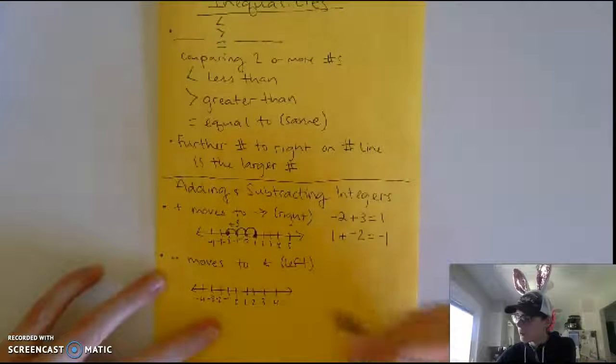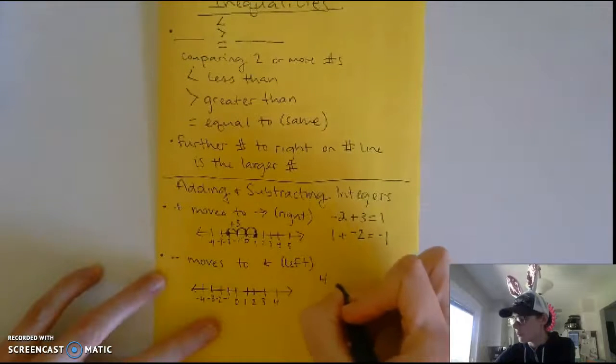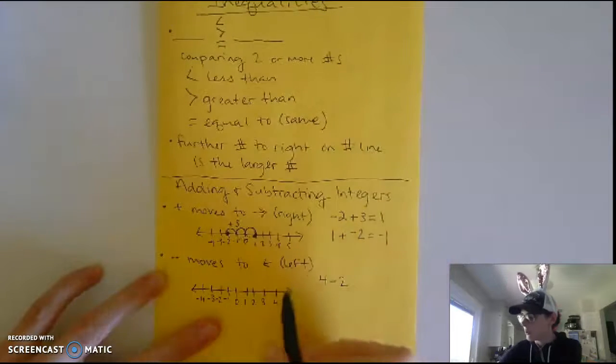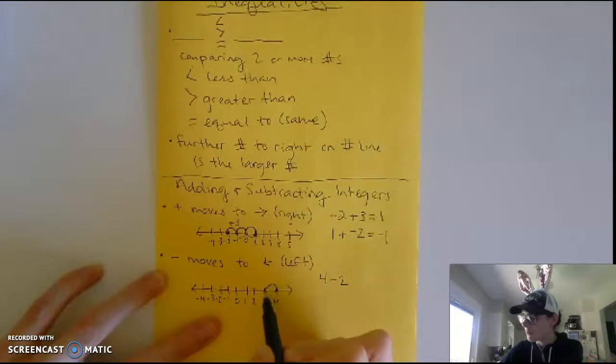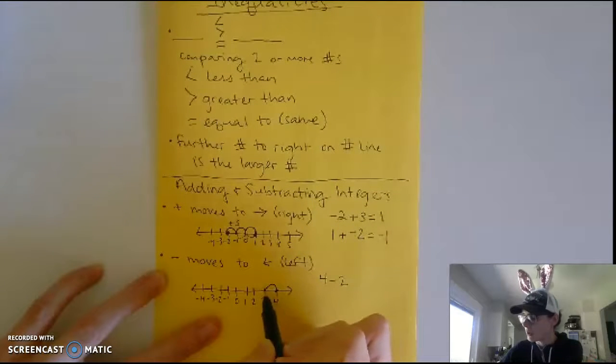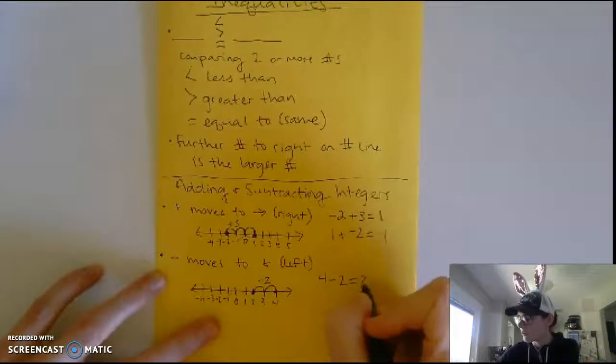Okay. So when I subtract from something, we could do an easy one and do 4 minus 2. I'm going to start here. 4 minus 2. I know I'm going to be moving to the left. 1, 2. And I'm going to end on +2.